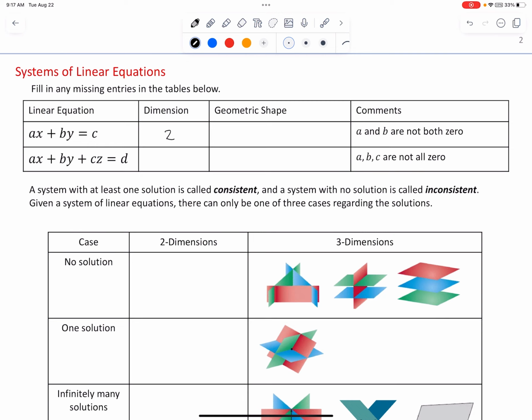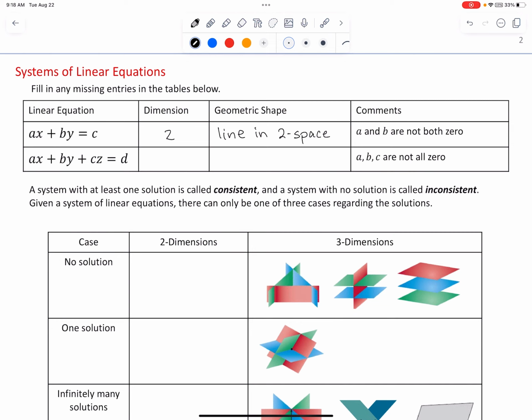However, we don't want a and b to both be 0, because then we would have no variables in the equation. And the geometric shape would be a line in 2-space, or a line in a plane. When I say 2-space, I'm really talking about 2-dimensional space, so that would be like a plane, like the xy plane.